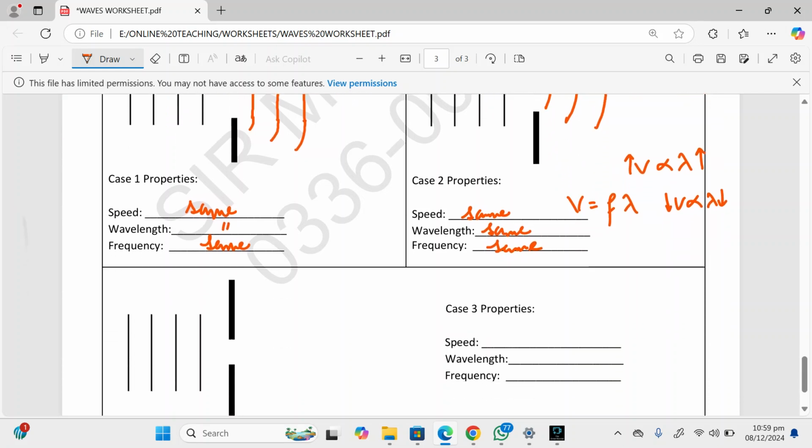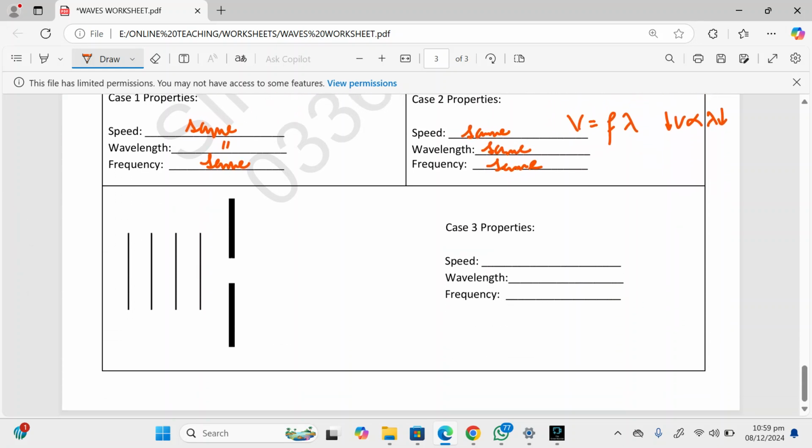And what if the gap is equal to the wavelength? In this situation, there would be maximum bending and we would have circular wavefronts this way. So these are the three cases of diffraction. The overall speed would remain the same, wavelength would remain the same, and frequency would remain the same.